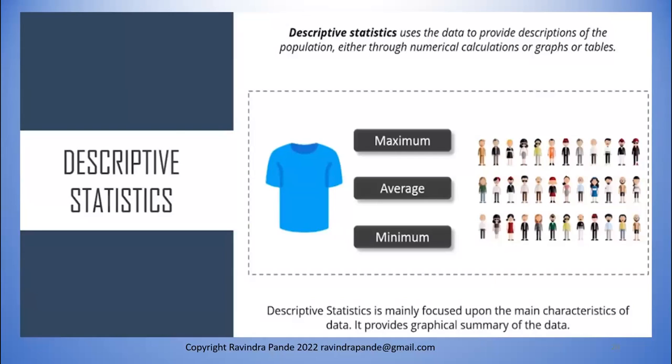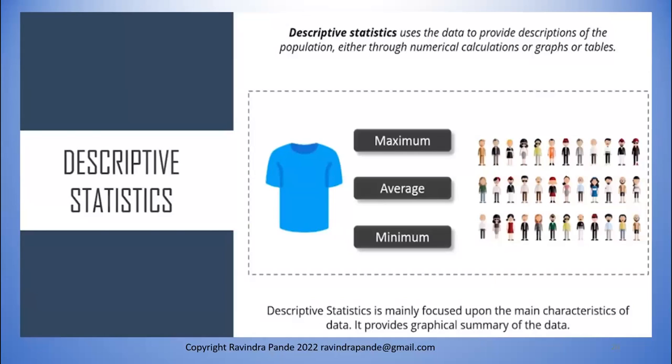In the same way, descriptive statistics is mainly focused on the main characteristics of the data. It provides a graphical summary of the data. So when you talk about car population, descriptive statistics clearly gives you what you mean by car. So the car definition has to be included, even if somebody knows it, you need to include these things. So what type of population are we considering here?